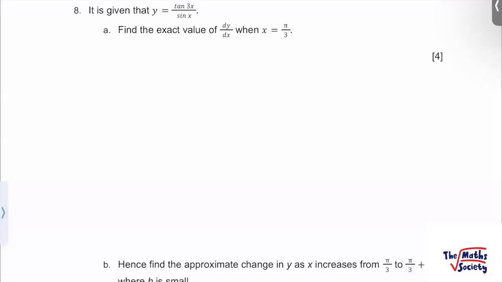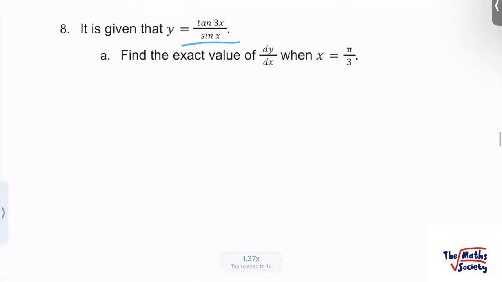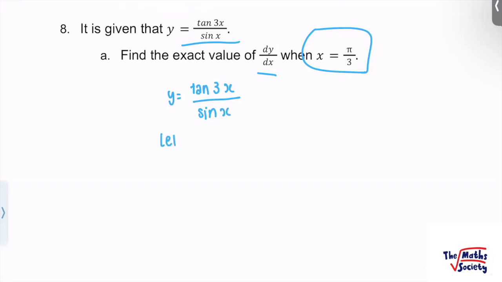Okay, so number 8, it is given that y is equal to tan 3x by sin x. You need to find the exact value of dy by dx when x is equal to pi by 3. So y is equal to tan 3x by sin x. Let u equal tan 3x. u prime is going to be 3 sec squared 3x. v is going to be equal to sin x, and v prime is just cos x.